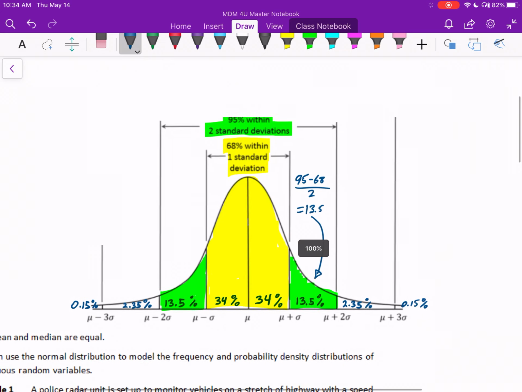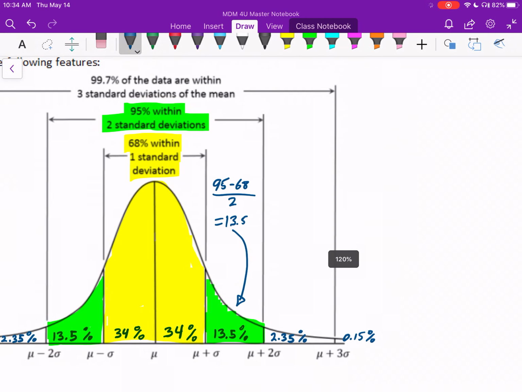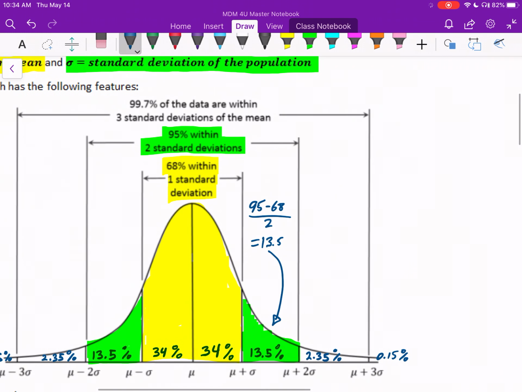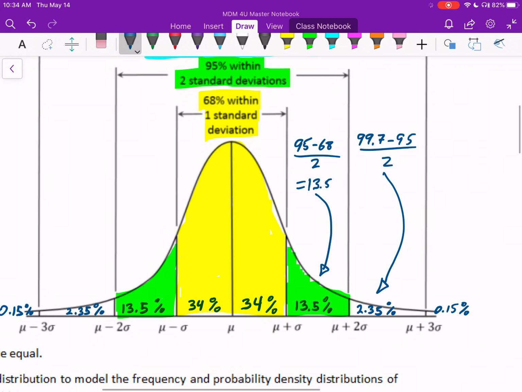And then, if we wish to, we could figure out where the 2.35 comes from. Well, it came from doing 99.7, which is the amount of data that should be within 3 standard deviations of the mean. And if we subtract 95 from 99.7, again just to get the area of this, then we're going to get 2.35, which is at the end there.